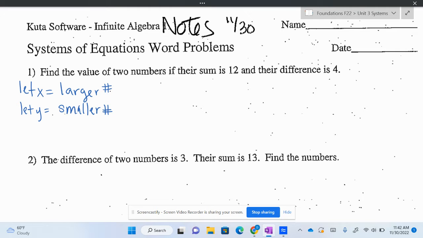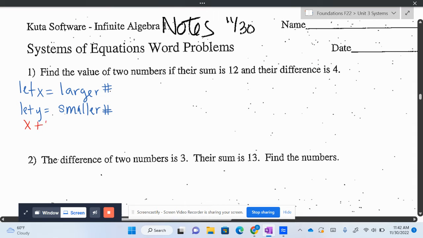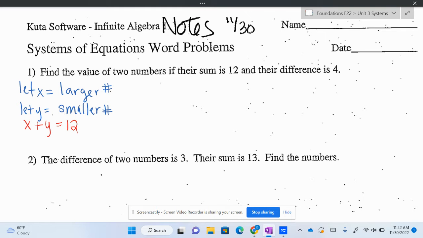So how do I show that their sum is 12? Yes, you, Gavin. The other Gavin's out. How do I show that the sum of those two numbers, my variables, is 12? Someone help him out. What does sum mean? It means X plus Y equals 12. Okay. That's okay.